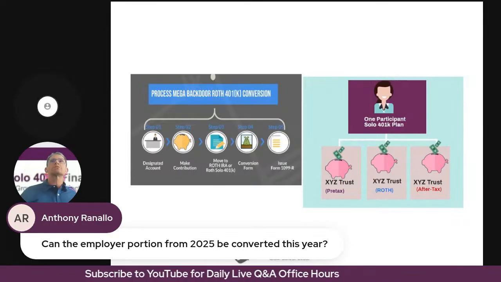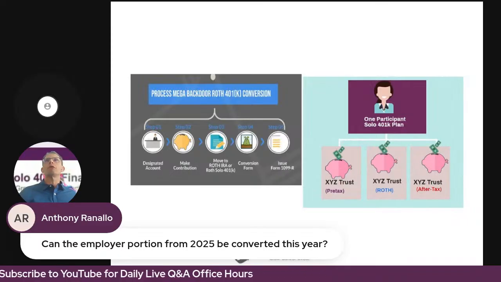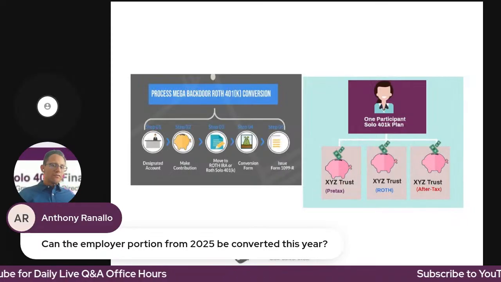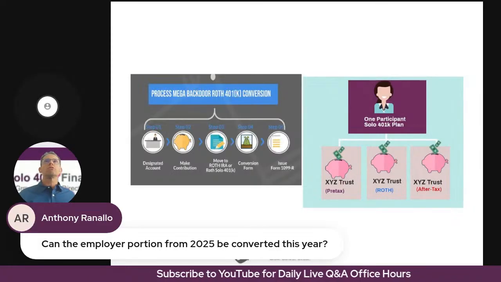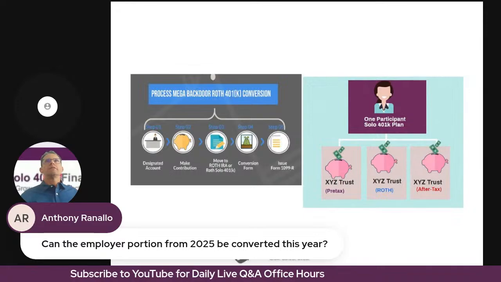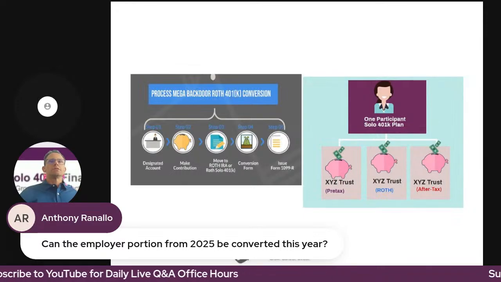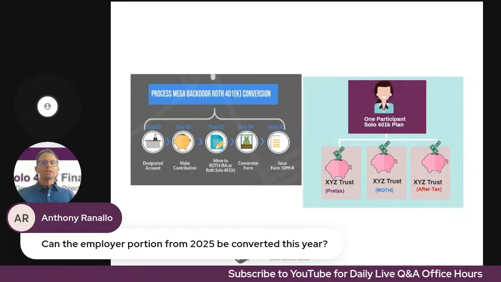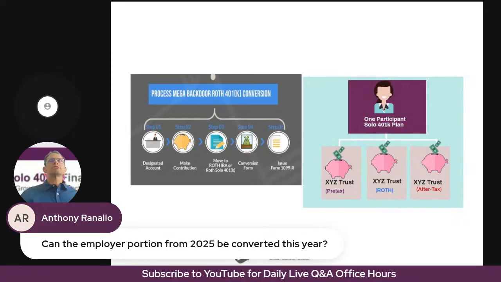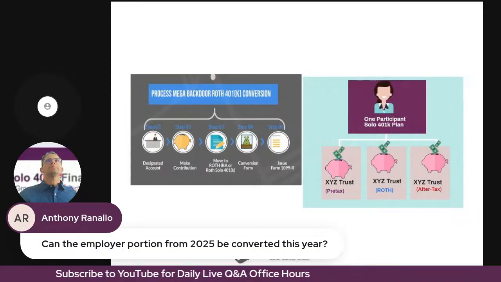Don't confuse, and let me see if I can dig up a page from our website on this. Do not confuse the contribution rules with the conversion rules that apply to a solo 401k plan. That happens quite a bit. So remember, contributions to a solo 401k plan for the prior year can be made in the current year by the business tax return due date plus timely filed extension.